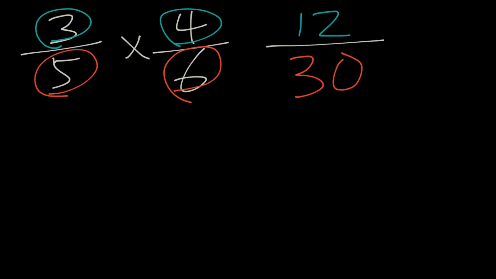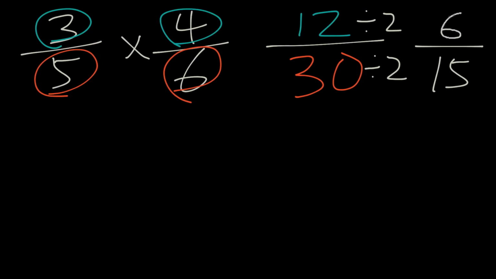Now we can see 12/30 to be both divisible by 2. So the answer that we would have, 30 divided by 2 is 15, and 12 divided by 2 is 6. So our final answer is 6/15.